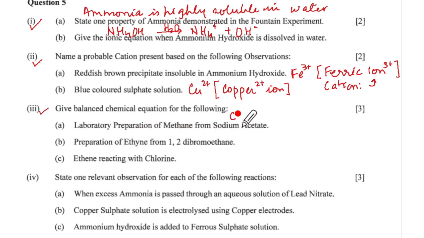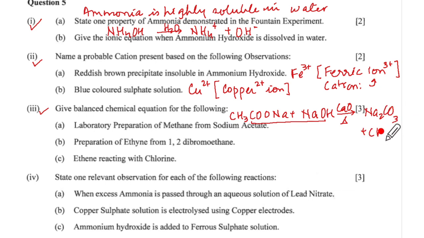Now sodium acetate is CH3COONa plus we take soda lime and we have to heat this and we will have Na2CO3 plus CH4 which is a gas. So this is our first balanced equation.